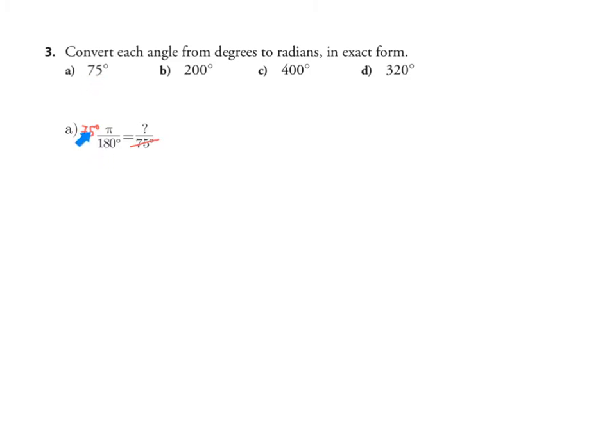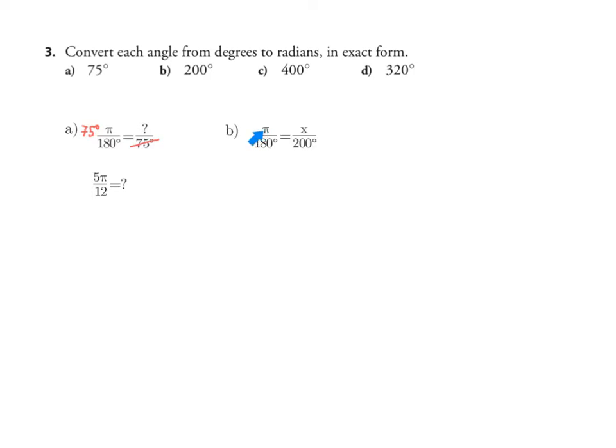Now obviously this can be reduced. Let's see, this can be divided by 15 and this could be divided by 15. And interesting, the degrees actually cancel each other, like they're the units. So this is 5 pi by 12 is equal to 75 degrees. All right, let's try that again for 200.